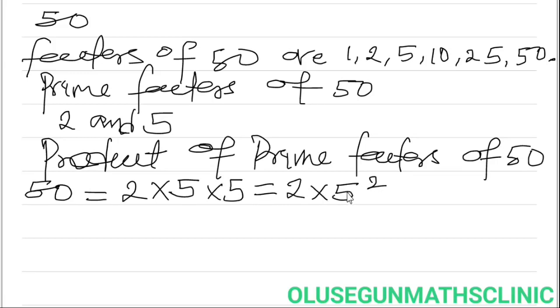So this is the product of the prime factor. For 50, we select 3 things. We firstly find the factors, then we find the prime factors of 50. Later, we now find the product of the prime factors.